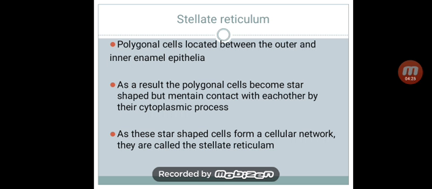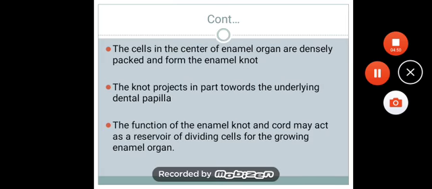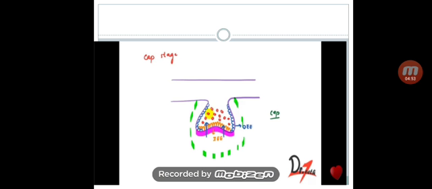Now stellate reticulum: polygonal cells located between the outer and inner enamel epithelia. As a result, the polygonal cells become star-shaped but maintain contact with each other by their cytoplasmic processes, which is a thread-like network through which they are attached. As these star-shaped cells form a cellular network, they are called stellate reticulum. This is the rough diagram of cap stage.